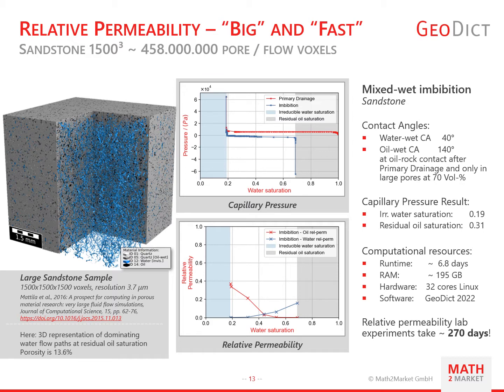Here is an example where both the flow solver and the dynamic pore morphology method are used, the relative permeability computation of a huge mixed-wet digital sandstone sample. The sample has 1,500 voxels on each side and thus more than 3 billion voxels in total. The entire relative permeability computation required a runtime of less than 7 days and less than 200 GB of working memory on a 32-core Linux computer.